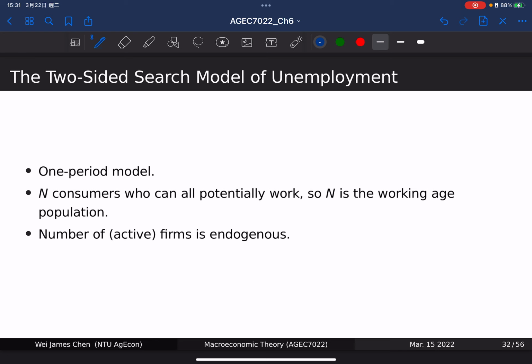And the number of firms here is actually an endogenous variable. Or you can think of it as there being a fixed number of firms, but these firms can decide whether they want to hire someone or not, or open a job opening or not. The number of job openings is what we define as the number of firms. Another way to put this is that the number of active firms is endogenous.